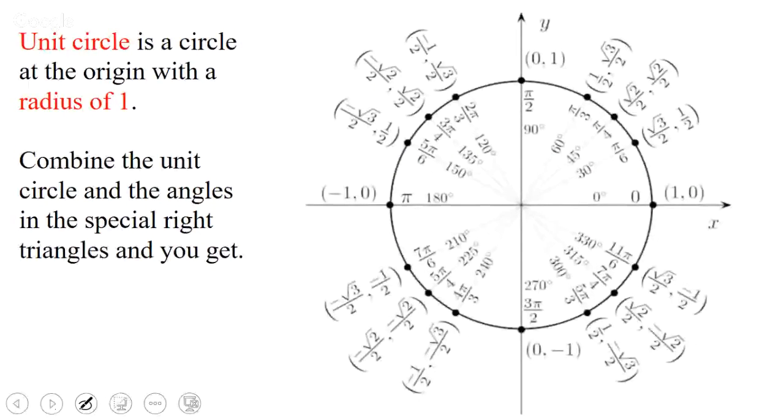Okay, the unit circle. The unit circle is where the radius is 1. If I combine that with all my special triangles, I get this little unit circle that you see. This unit circle is very helpful in solving your trig functions. You can memorize it to help you find trig functions at these special angles. You're going to be using them over and over again.